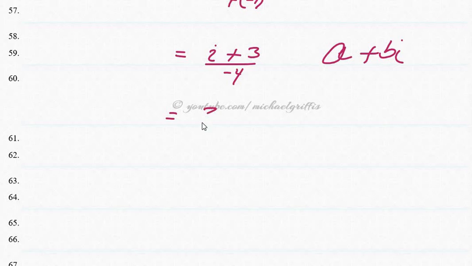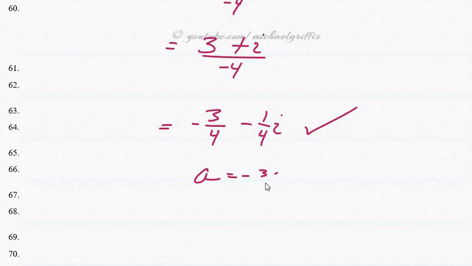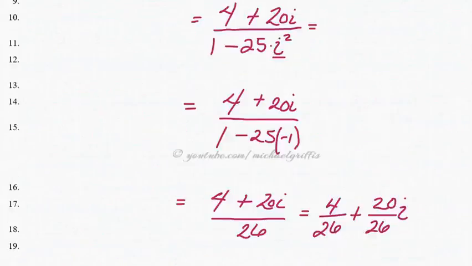I'm going to go ahead and switch places. We can do that. All right, we're getting close now. Now we can break it up. We got negative 3/4 minus 1/4 i. Bam, there it is. So your a is equal to negative 3/4. Right, that's your a. Your b is going to be equal to negative 1/4. All right, see that? Okay. I think you should have caught on by now.